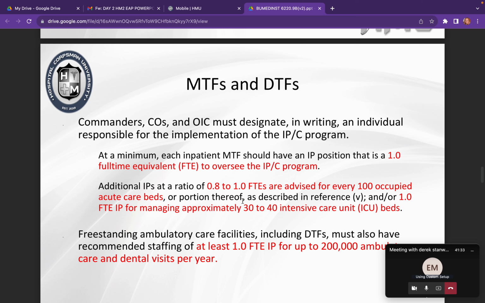All right. So at a minimum, in each patient MTF, they should have an IP position of 1.0 full-time equivalent, right? Again, this is talking about, hey, how much are we going to put in staffing-wise for this organization based off of how many patients they are seeing, right? So, for every additional 100 occupied acute beds, an additional ratio of 0.8 to 1.0 FTEs are advised, and then 1.0 FTEs for managing approximately 30 to 40 intensive care unit beds.